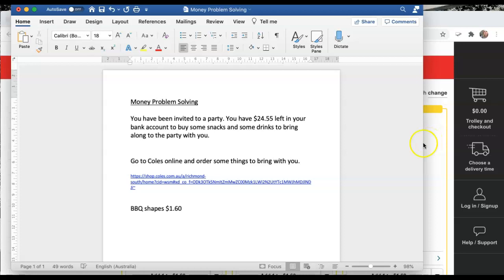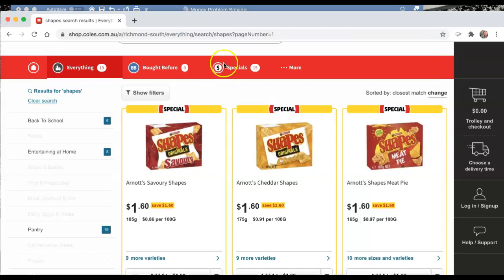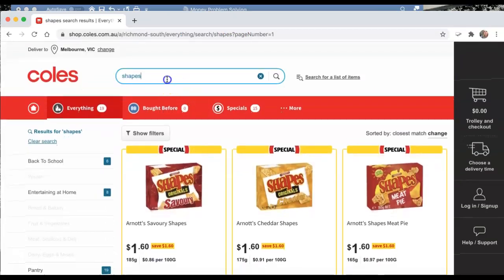Now, if you have a snipping tool and you know how to use it, or if you're able to cut and paste and you would like to put a picture of the barbecue shapes and the price, then you can do that as well. If you're not sure how to do that, I'm quite happy for you just to write what the thing is and how much it cost.